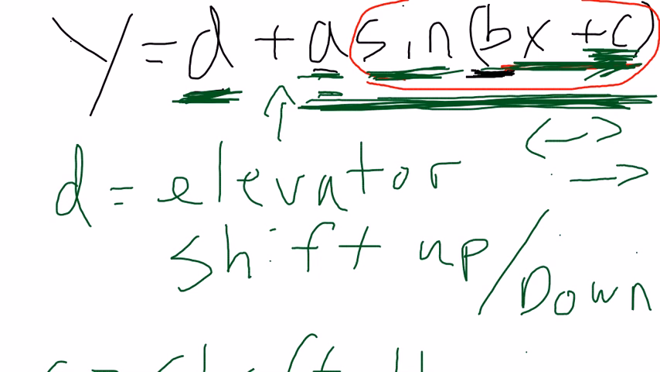For now, just B for sine is, to find the period, it's 2 pi over B. Know this formula for the period.